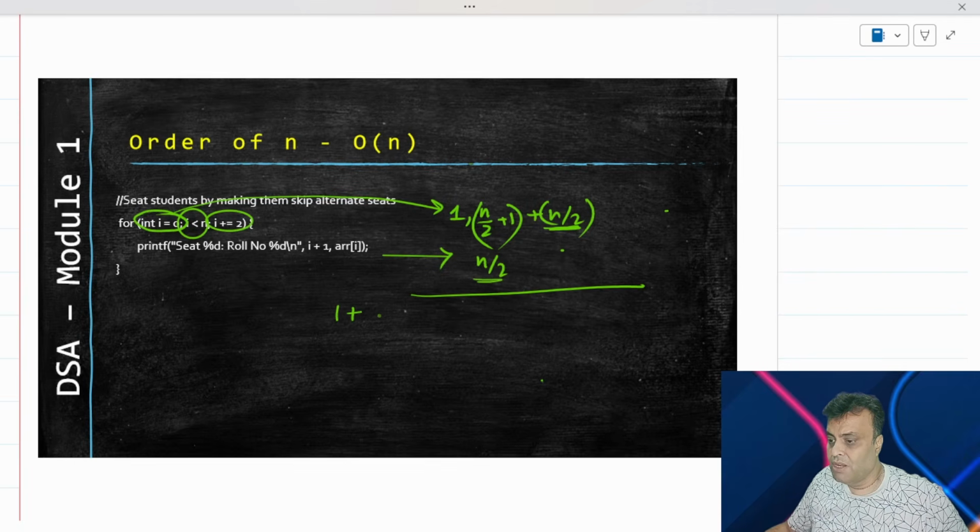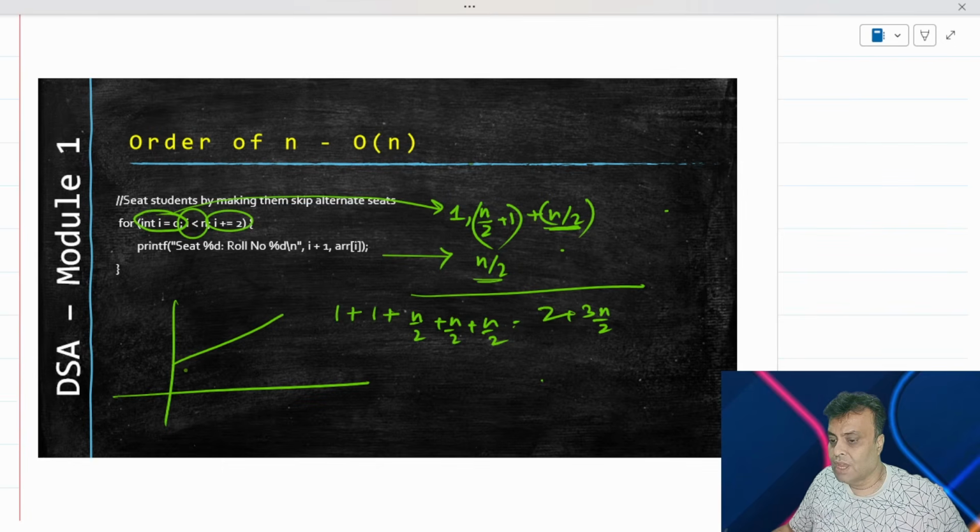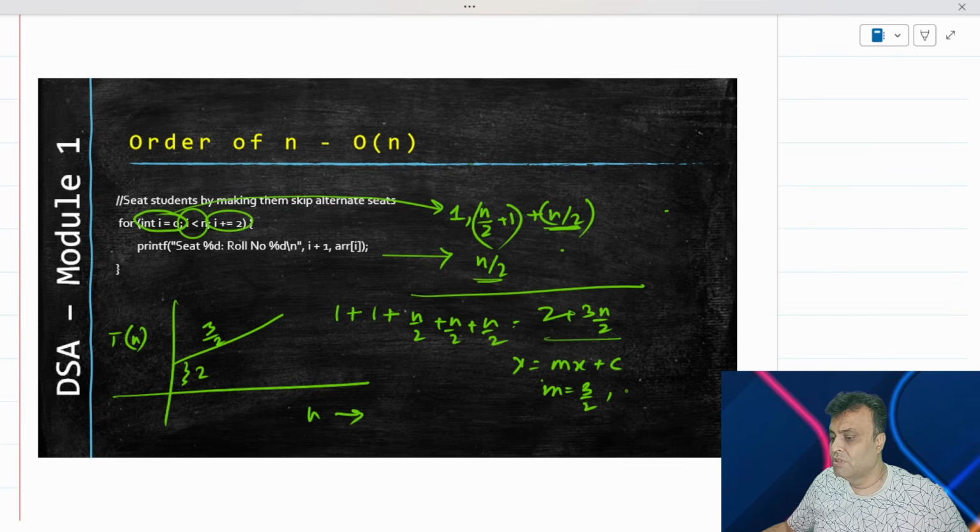So let us put it as the equation 1 plus n by 2 plus n by 2 plus n by 2. So this becomes 2 plus 3n by 2. Can I say that this is nothing but an intercept of 2 and a slope of 3 by 2? Right? Can I say this is my time complexity, where this becomes y equal to mx plus c? What is m here? m is 3 by 2, x is equal to n, and c is equal to 2.